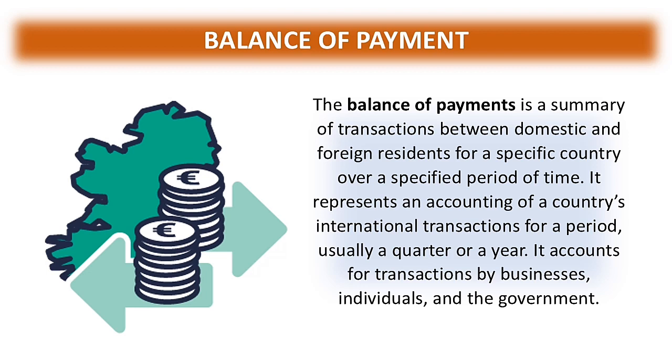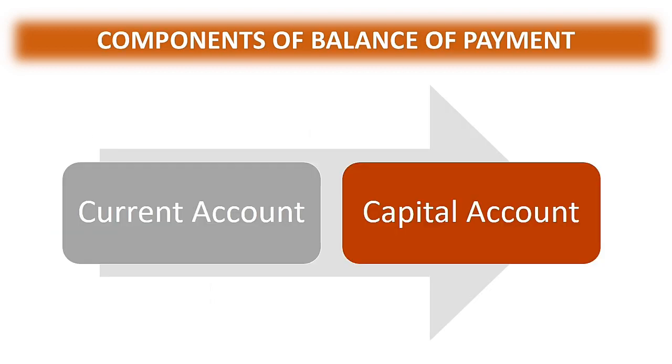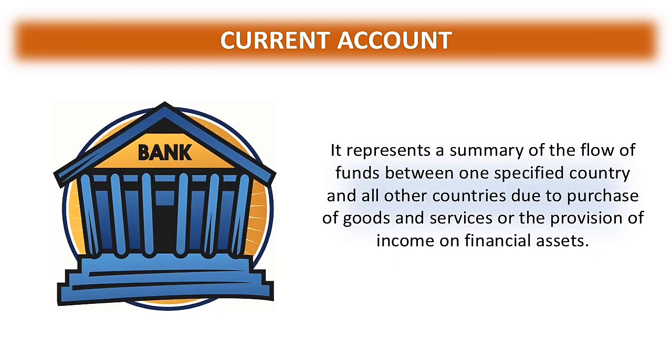Let us identify the different components of the balance of payments. These are the current account and the capital account. Let us differentiate the two components by explaining each. The first component is the current account. It represents a summary of the flow of funds between one specified country and all other countries due to the purchase of goods and services or the provision of income on financial assets.